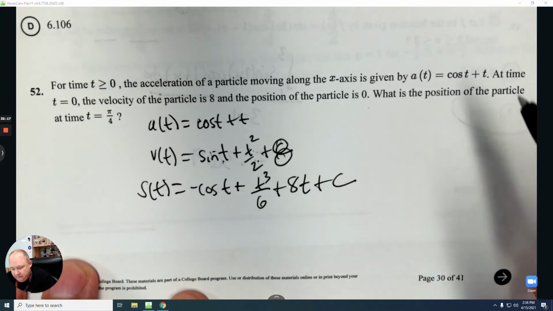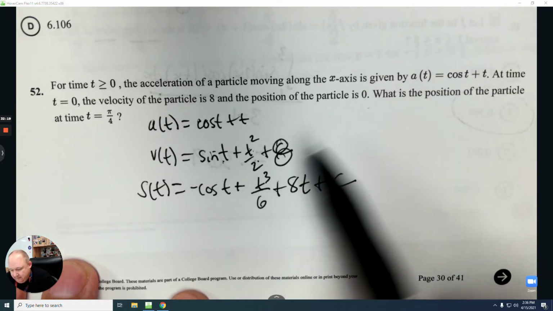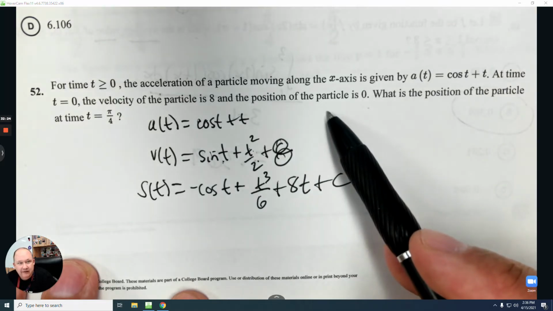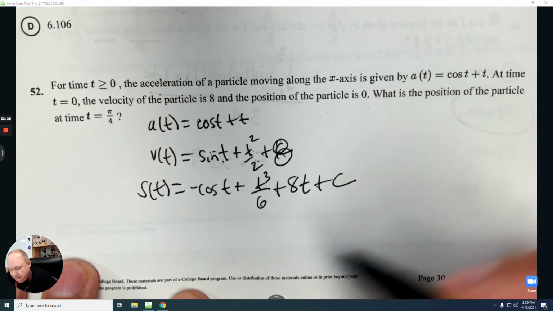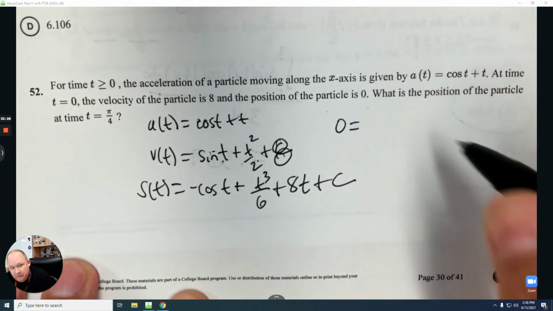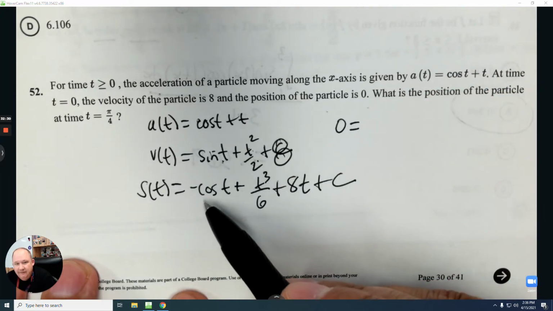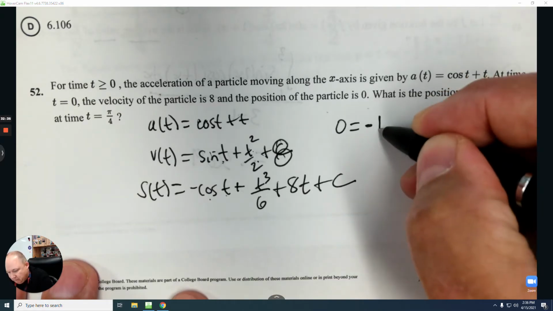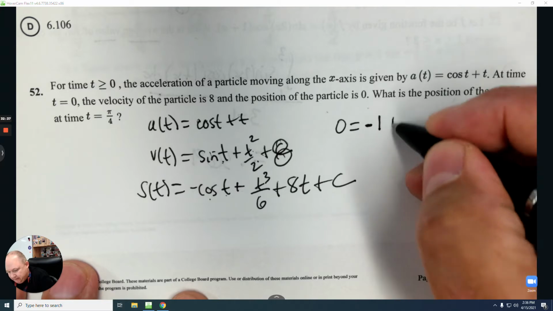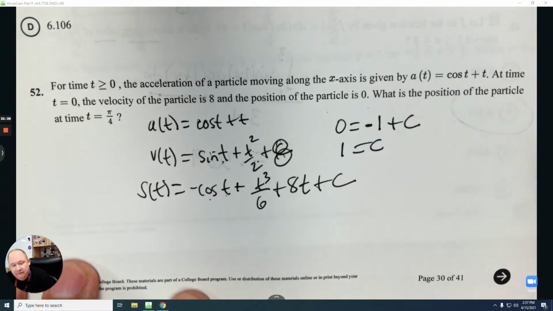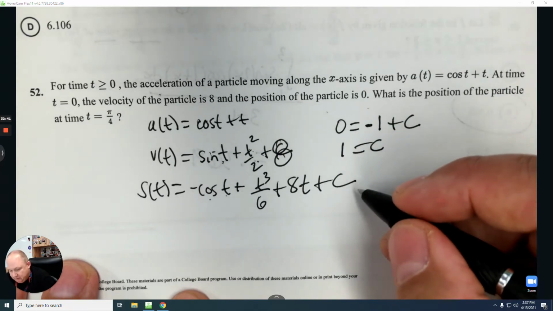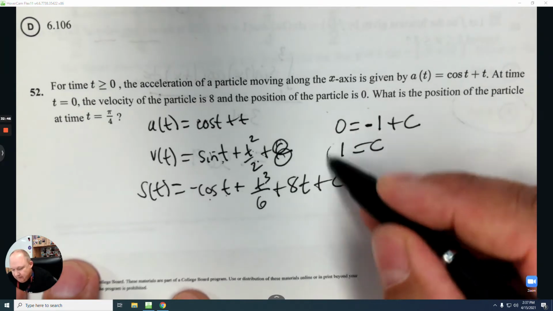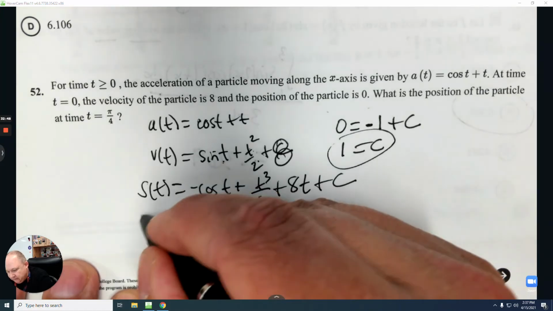And again it says the position of the particle at time 0 is 0. So when I make it equal to 0, the only challenge is here, the value of cosine at 0 is 1. So this is negative 1. Everything else is 0 plus c. So to get c by itself, add 1. And really because we have another c you would have to rename it, but it's fine. The constant is 1. So this is the position.